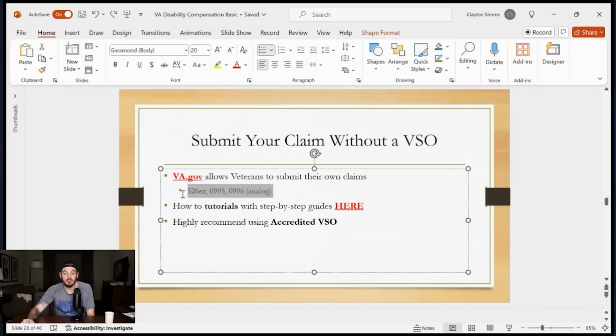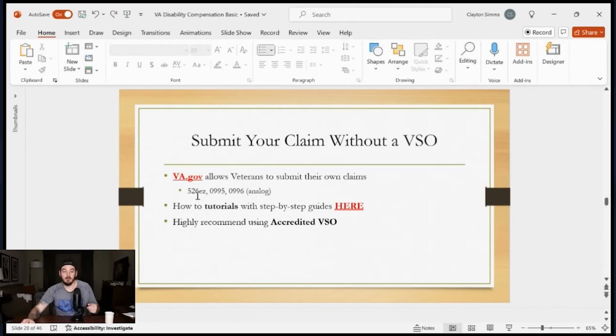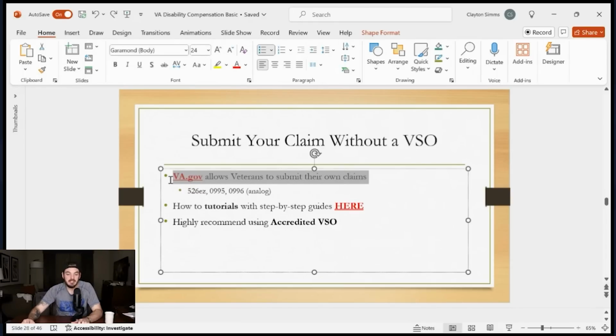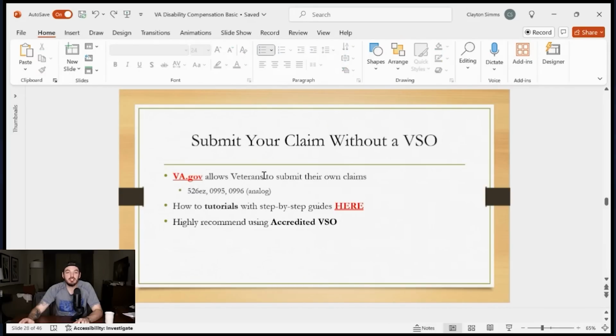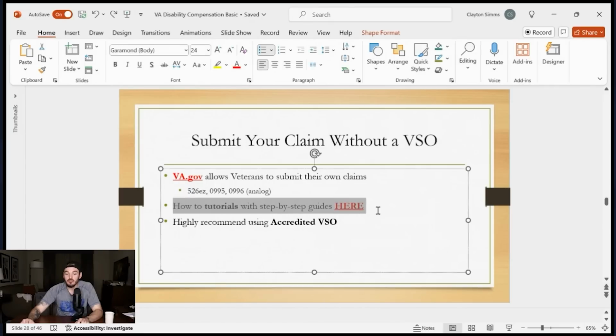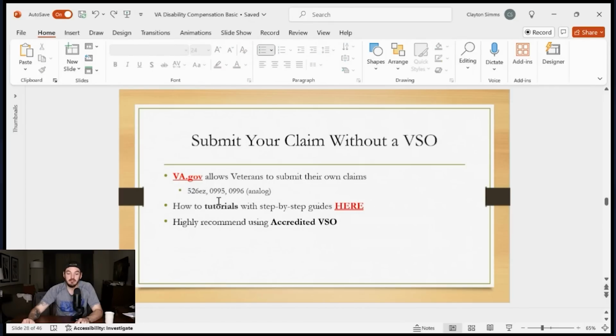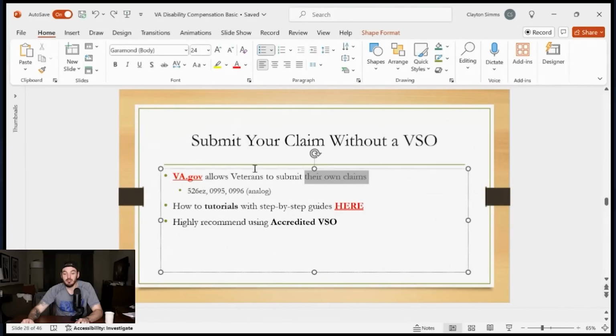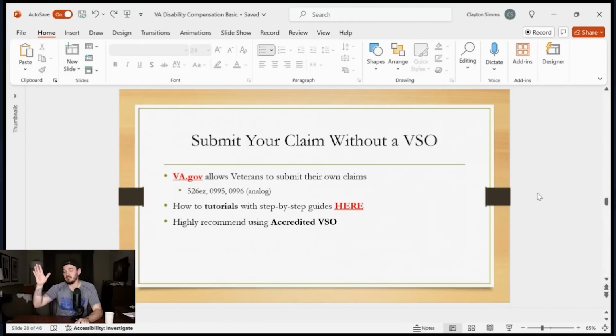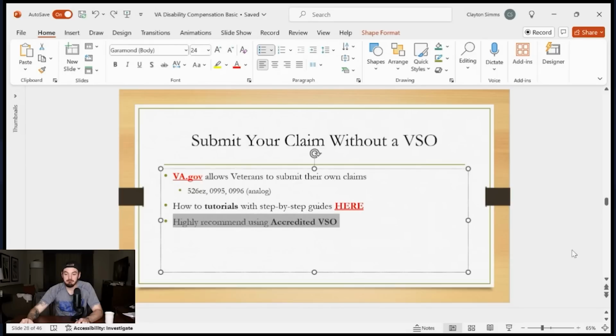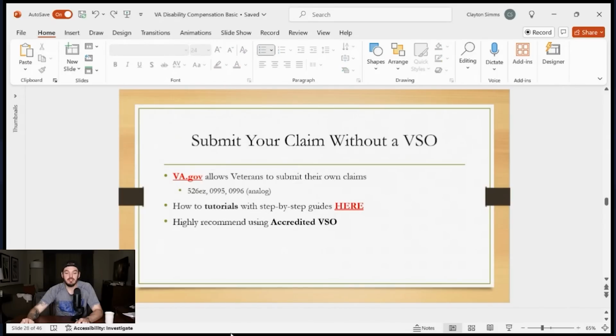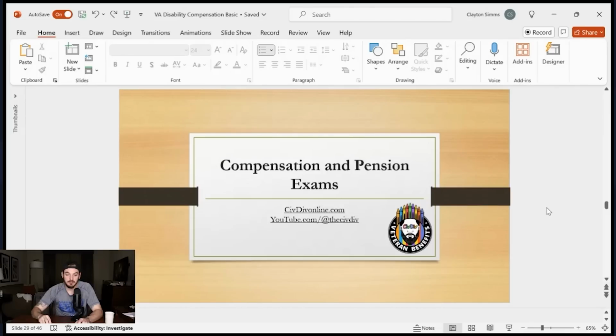You can also do the paper version. I put analog there. But the 526EZ, the 95s and 96s, you can submit those via mail if you want. Online is the way to go because it will choose what forms you need to complete. It'll do it for you. I also have how-to tutorials on this link showing you exactly how to submit your own claim if, for whatever reason, you are set on not using a VSO. And again, I highly recommend using that accredited VSO.